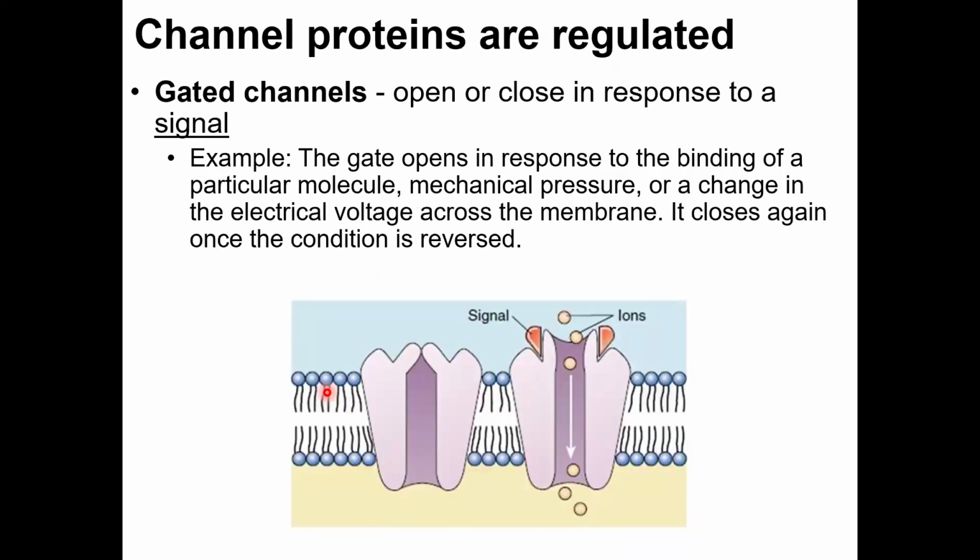Now, these channel proteins are strictly regulated. They basically open and close depending on the response to any signals that are outside. For example, if there's a binding of a particular molecule, like these signals here, it's like, okay, we need to get things going, or it closes again once the condition is reversed. So once the signal molecule or the ions or any kind of pressure comes in, it opens and then lets the ions through. And once everything is at equilibrium, it lets go and closes again.